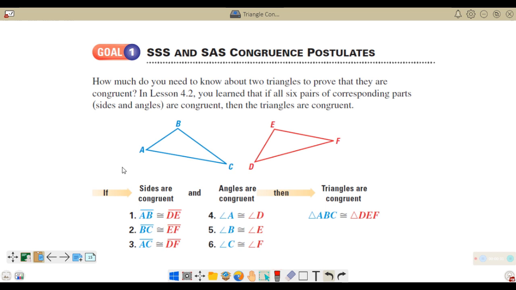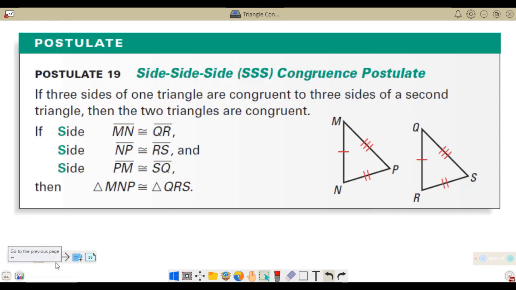Ang dami-dami nating hinahanap na corresponding angles at corresponding sides. But actually, in some cases, you only need 3 elements. So, pwedeng 3 sides o kaya 2 sides and 1 included angle. So, first, let's talk about the side-side-side congruence postulate.